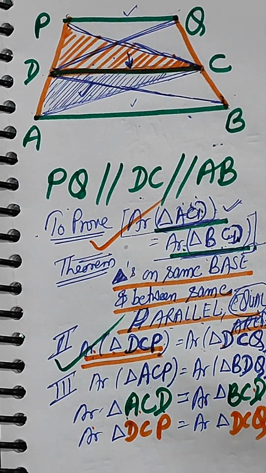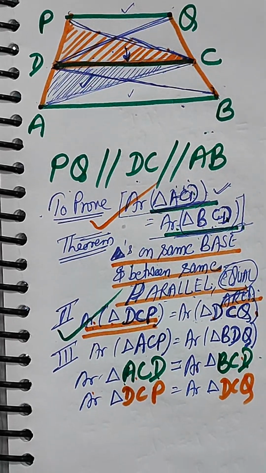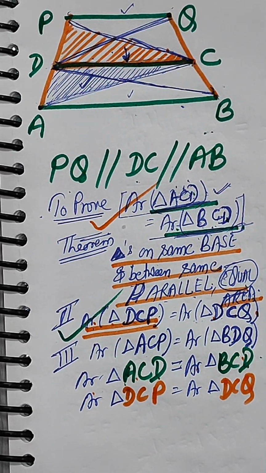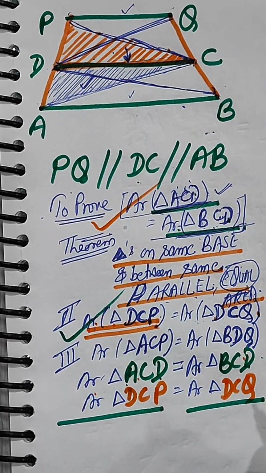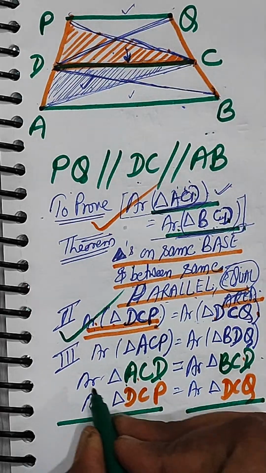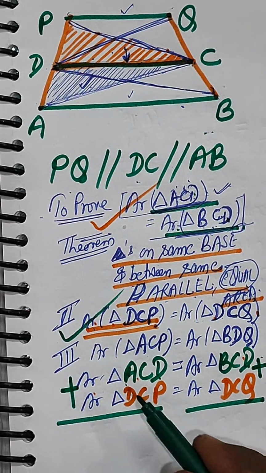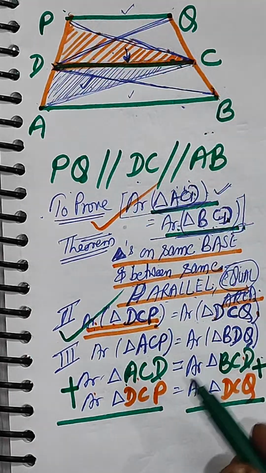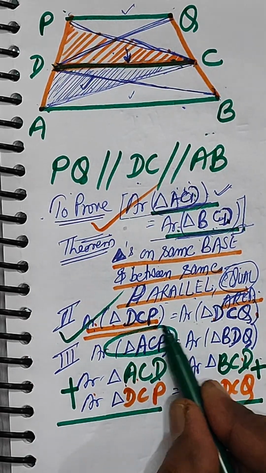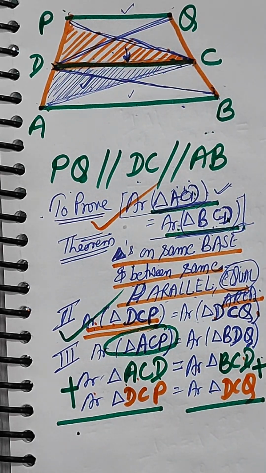So what is the benefit of writing like this? The benefit is that when you just add the LHS and add the RHS, what will you get? ACD and DCP. This will give you the triangle ACP, this one, isn't it? Let me change the color of my pen so that it is easily visible, my dear friends.